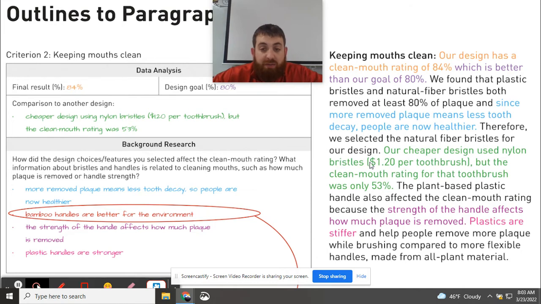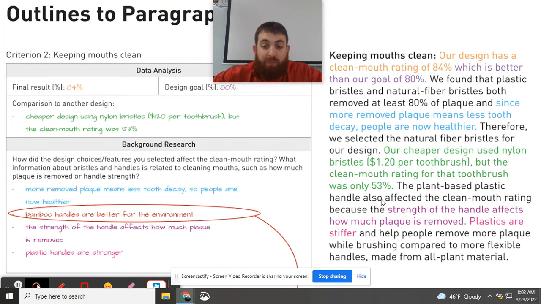Their cheaper design used nylon bristles for 120, but theirs obviously used the natural ones. But the mouth rating was only 53%. So notice they're bringing in that information about where they compared their current optimal design to an older iterative test.